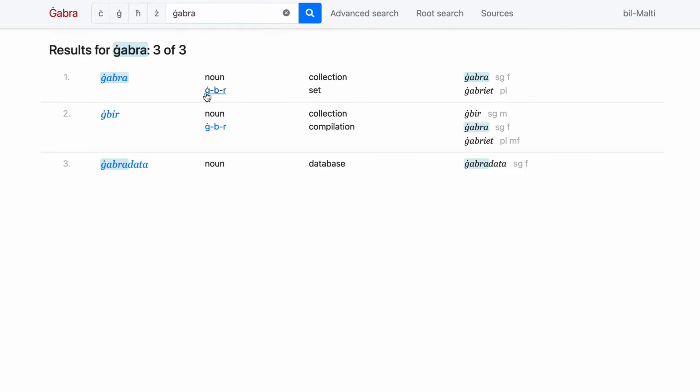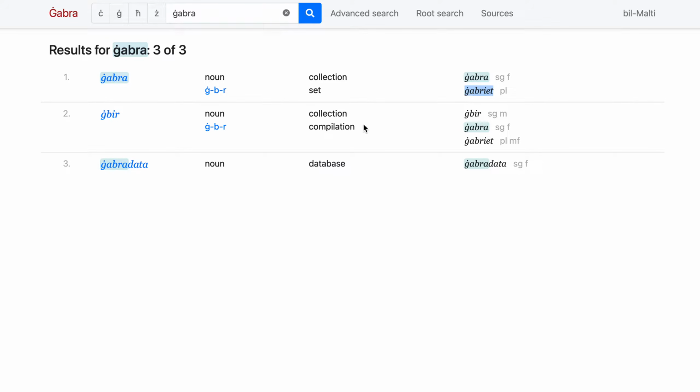Then you have here the root consonants with which the words are made up. You know whether it's a noun or a verb, and then you have the translation in English as well. So collection, set, collection, compilation, and here database. And then here you have this SGF. That means that it's in the female, in the singular, it's Ġabra, and in the plural, it's Ġabrit.